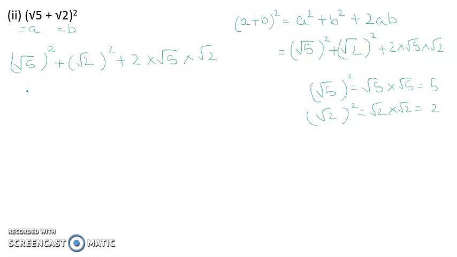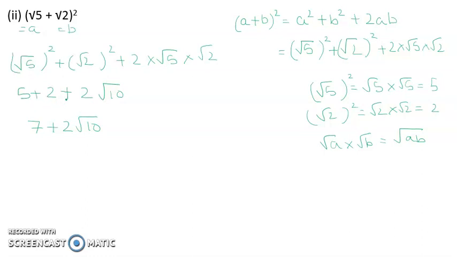So root 5 whole square is 5, root 2 whole square will be 2, plus 2 into, so what did I explain? Root a into root b, students. Root a into root b is equal to root ab. So root 5 into root 2 will be root 10. 5 2 is a 10. Okay, root 10. So this is your answer. 5 plus 2 is 7 plus 2 root 10. We cannot add this 2 root 10. We have to leave it as it is. Only we can add the same terms. So in this way we solve this question.